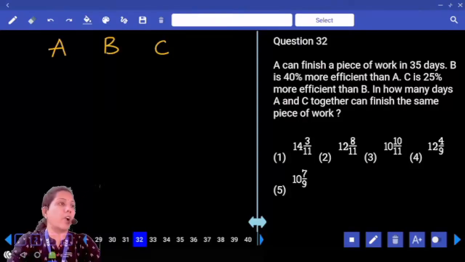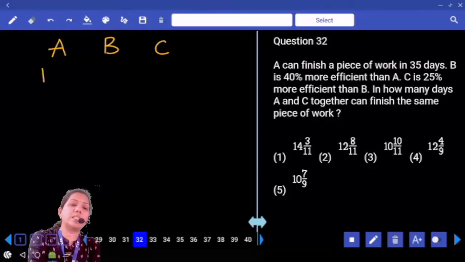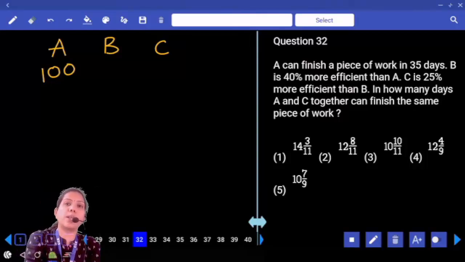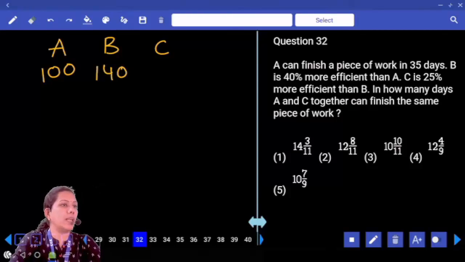B is 40% more efficient than A. Then B is compared with A. Always A is equal to 100. Compared to A, B is more. By how much percentage? 40. Then what is B? 140. B is 140. And there is one more relation between B and C. C is 25% more efficient than B. What is B? 140. 25% more means 140 plus 25, 165, right?